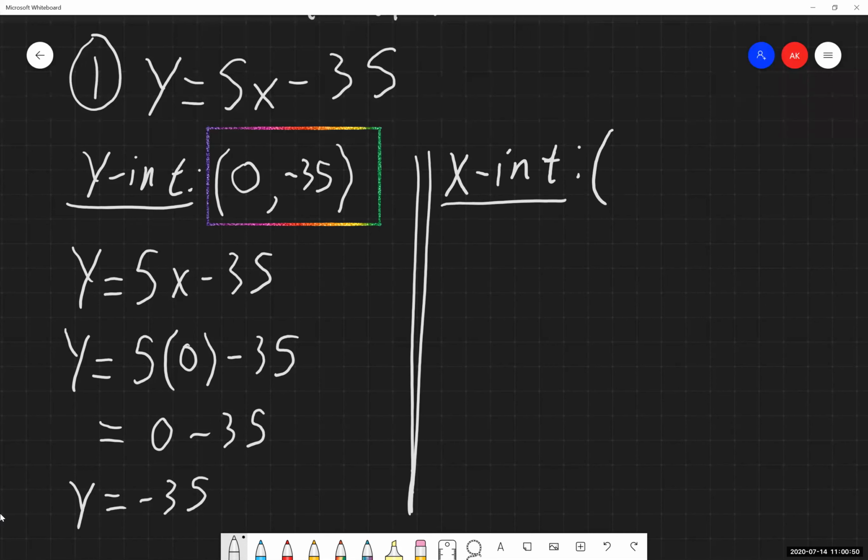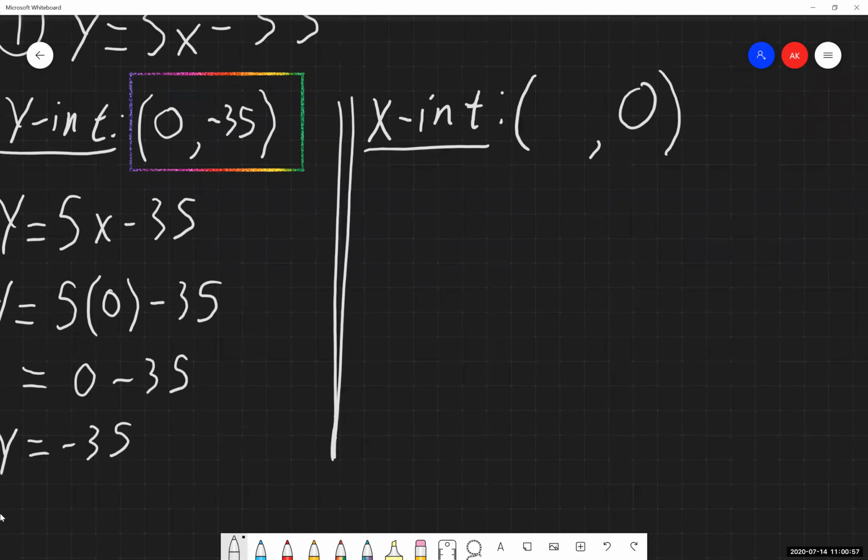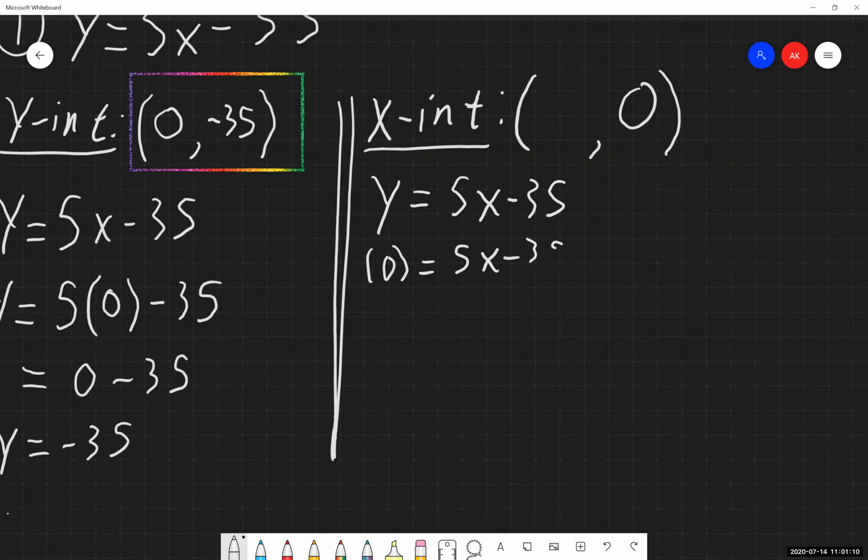Except for the x-intercept, I know the y value to be 0 based on our notes, and I'm solving for x. So again, start with the general equation. Substitute what we know. I know my y value is 0. And now I'm solving for x. So I want to get that variable term all by itself, so I'm adding 35 to both sides. Divide both sides by 5.